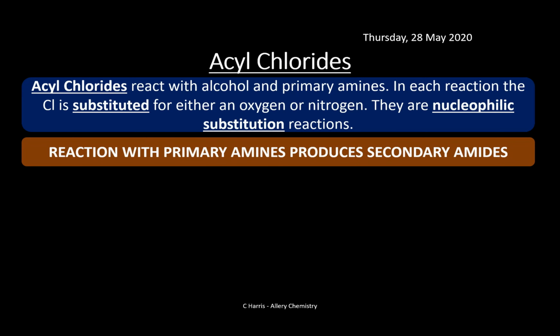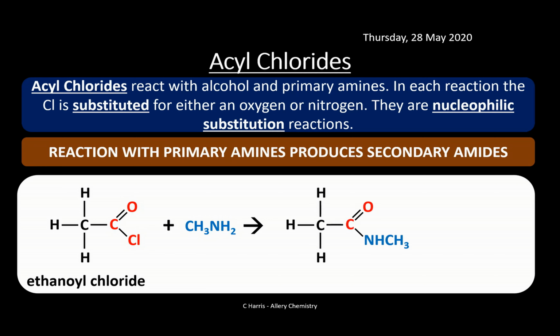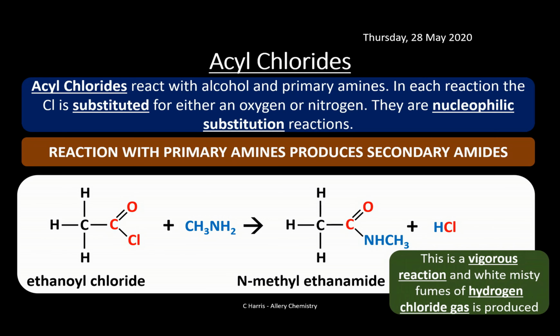Okay, so let's have a look at the reaction of acyl chlorides with primary amines. Now, these produce secondary amides, as we'd seen before. So there's our acyl chloride, and that's going to react with our primary amine, and this is going to form our secondary amide.